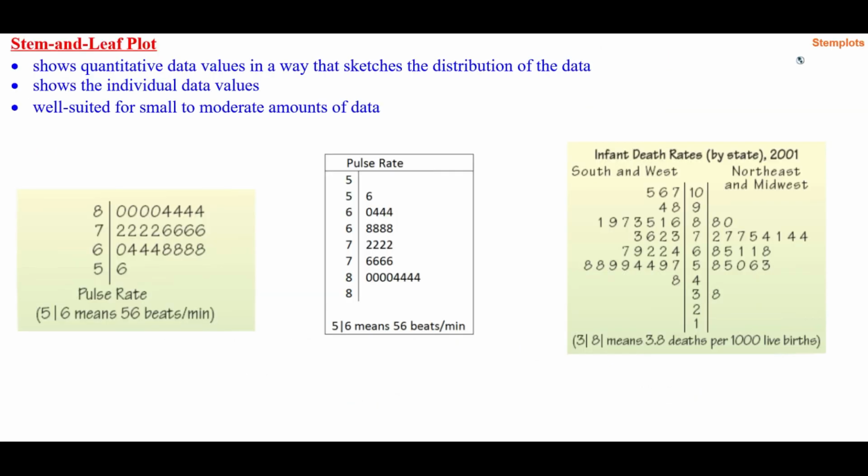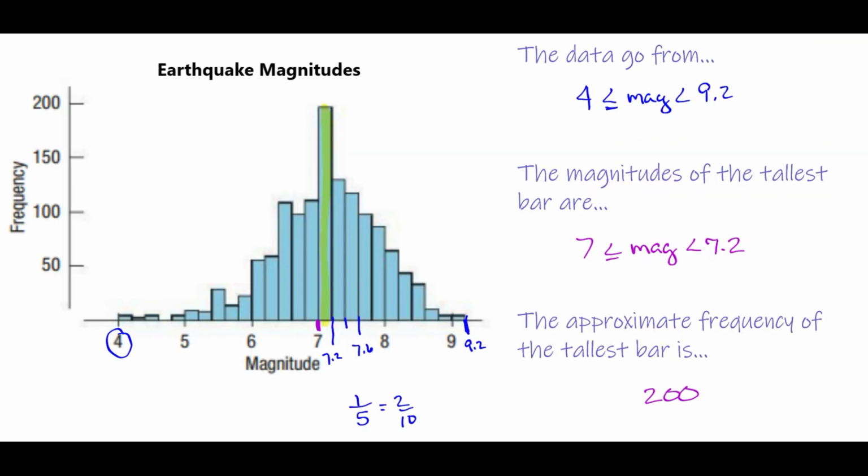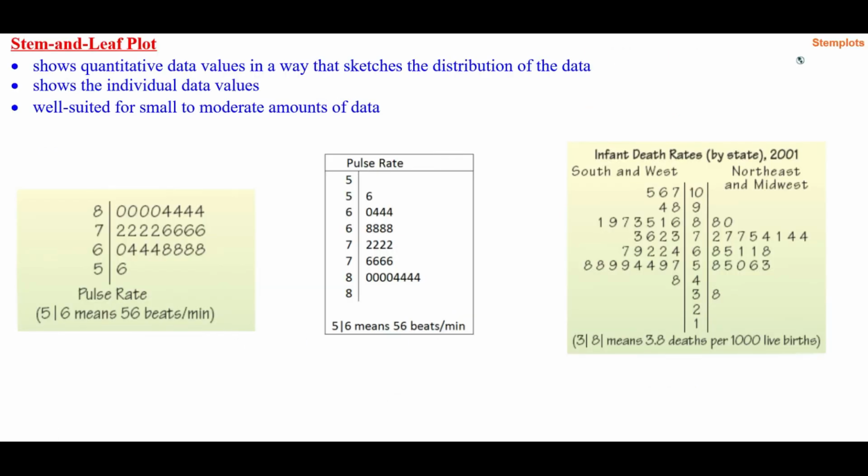Okay, so my next graph that we're going to look at is the stem and leaf plot. So this shows quantitative data values in a way that sketches the distribution of the data. It shows each of the individual data values. So back here with the histogram, we don't see the individual data values. We just see the ranges that they fall into. Whereas with the stem and leaf plot, we can actually see every single data value.